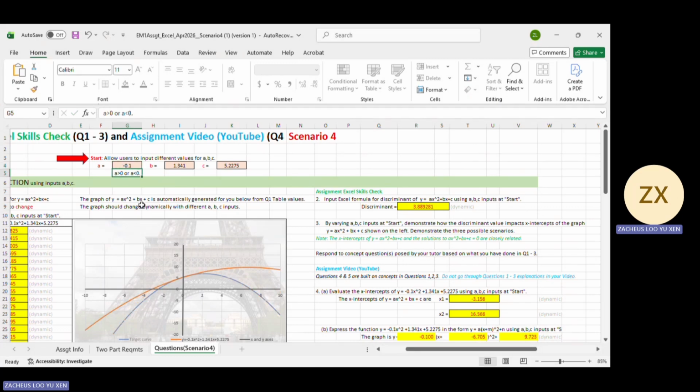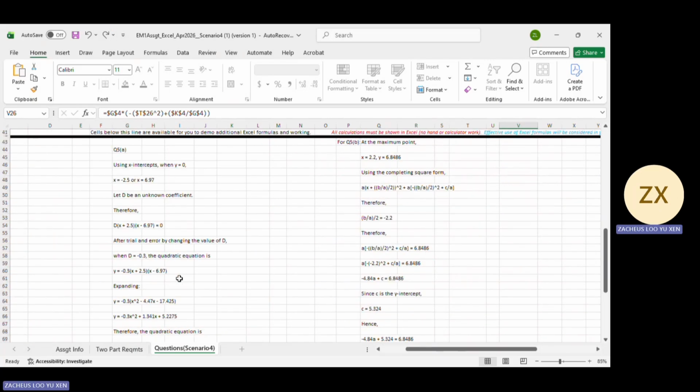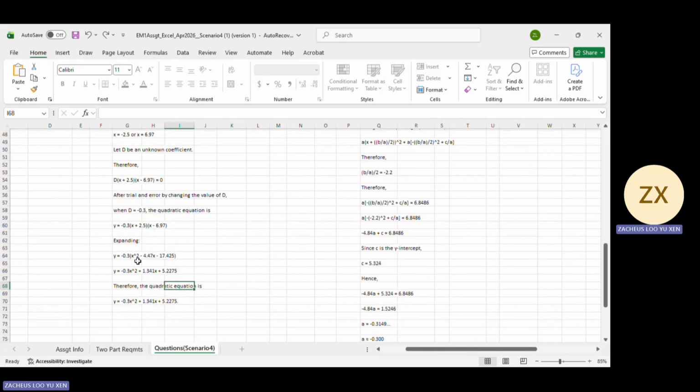Before that, I did many trial and errors. So with b as minus 0.1, you can see that the maximum value is still under the target curve. So we can increase the value of b to be minus 0.3. Then we get this expression here. Just expand everything, and we get the quadratic equation of the target curve.